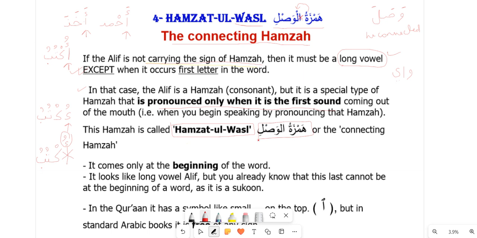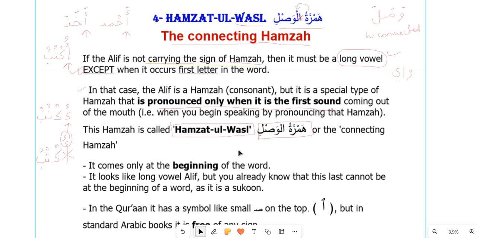Remember. And what are the rules of hamzatul wasl? The reading rules of hamzatul wasl is the connecting hamza. You can say hamzatul wasl. In English, you can say connecting hamza. So it comes only at the beginning of the word, as I have given you all these examples: uktub, akhadha, and Ahmad. These are all reading rules. When it comes at the beginning, you have to read. And when hamzatul wasl comes at the starting of the sentence, you need to pronounce hamza.